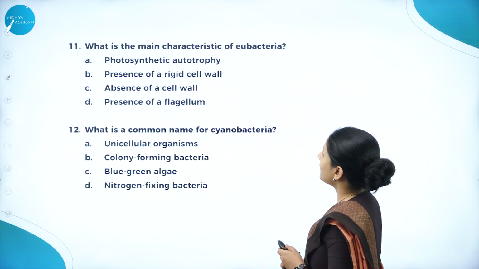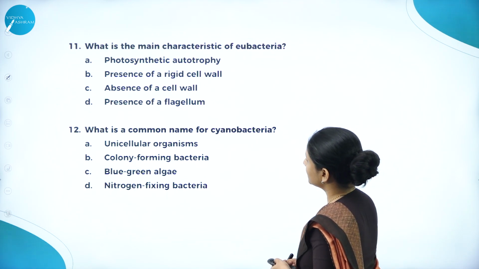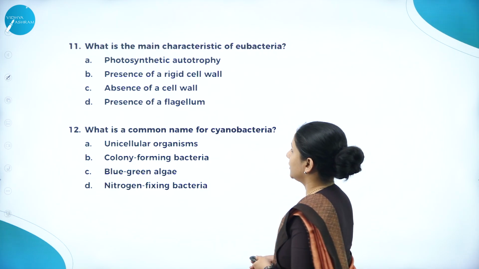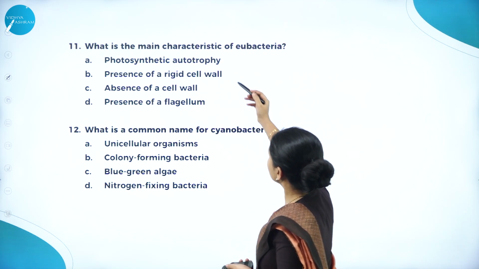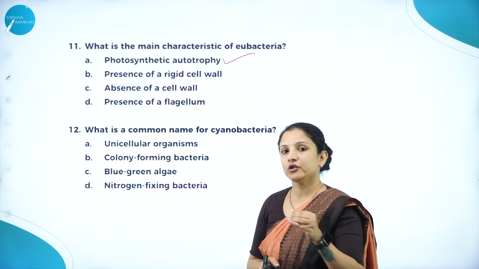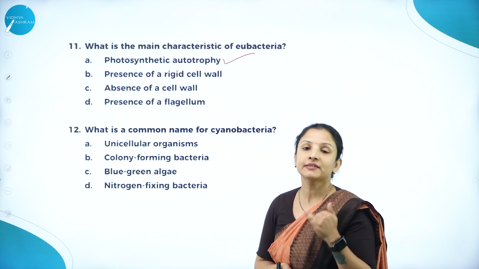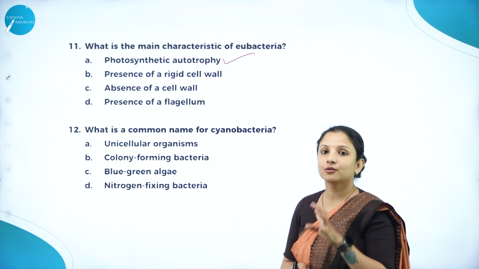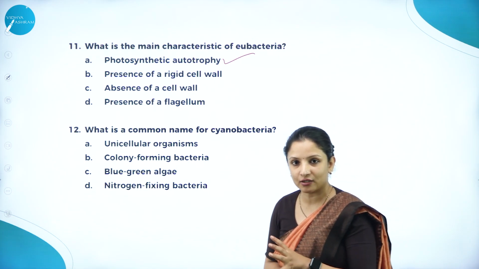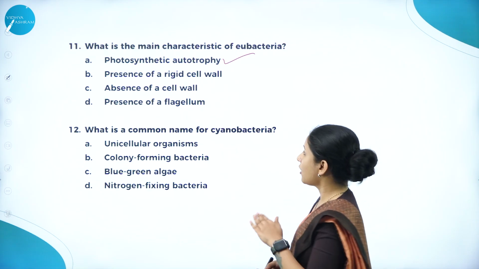Next question. What is the main characteristic of eubacteria? Photosynthetic autotrophy, presence of a rigid cell wall, absence of a cell wall, presence of a flagellum. Here we can call it photosynthetic autotrophy. That's true, right? Because especially under eubacteria, there is cyanobacteria which is capable of synthesizing its own food, because it contains chlorophyll pigment in it.